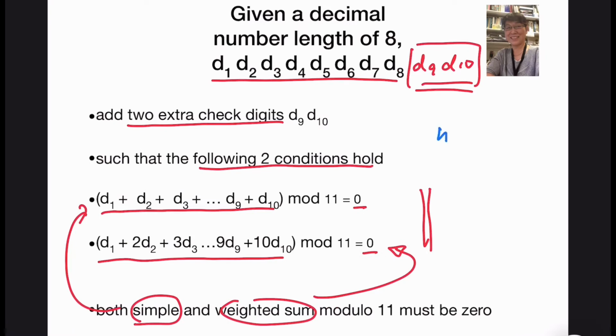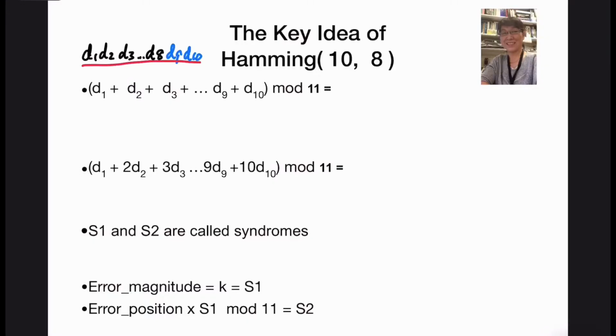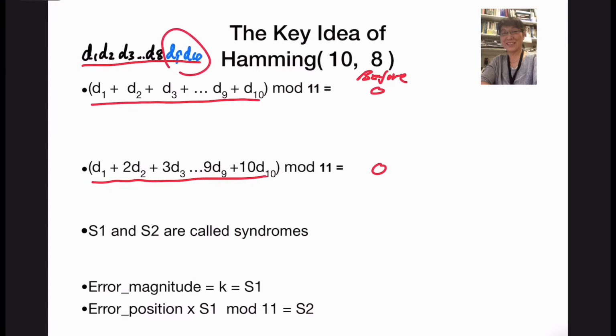You probably want to ask why we need these 2 equations and how to generate D9 and D10 to make them hold. I will talk about why, then explain how. Here is our 10-digit number ready to be sent out. Let's have a look at what happened before transmission. We know our 10-digit number must satisfy this condition: the simple sum must be 0, and similarly the weighted sum is 0 as well. It's guaranteed because we carefully generate D9 and D10 such that these 2 conditions hold.